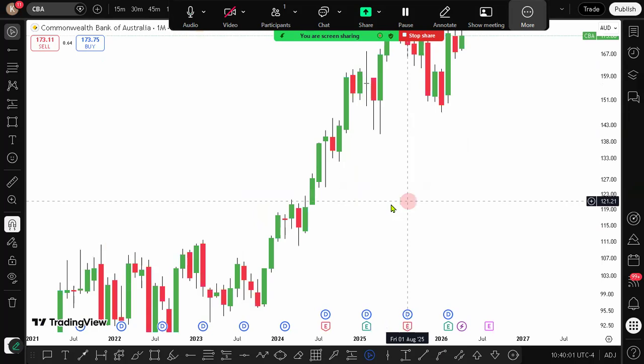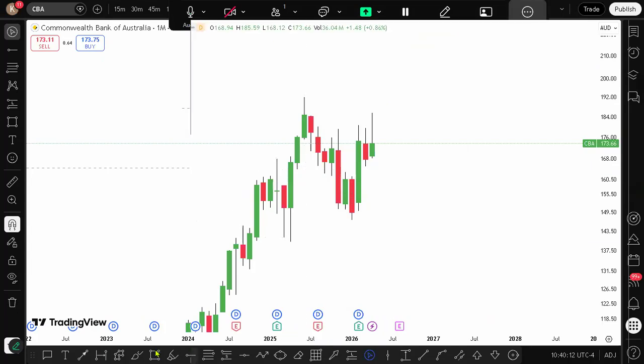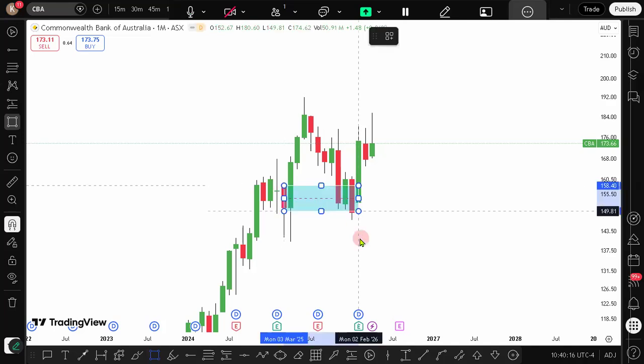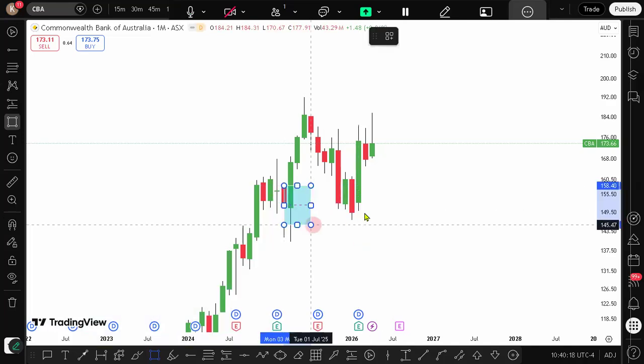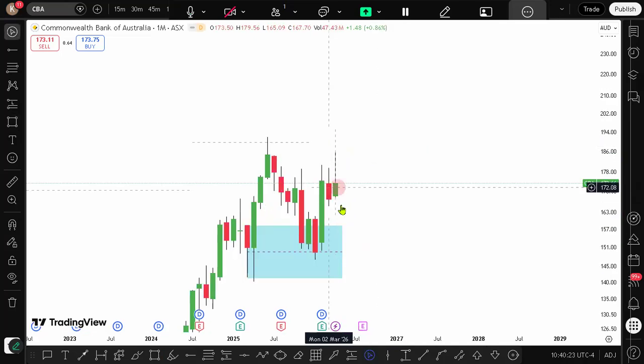So if you look at the monthly time frame, the trend is very bullish. Sorry for that. The trend is very bullish here. And we can see the market is pushing higher from this particular monthly demand, and we're expanding to the upside.